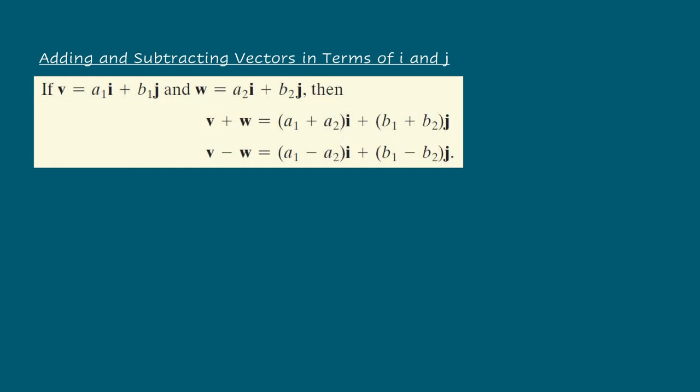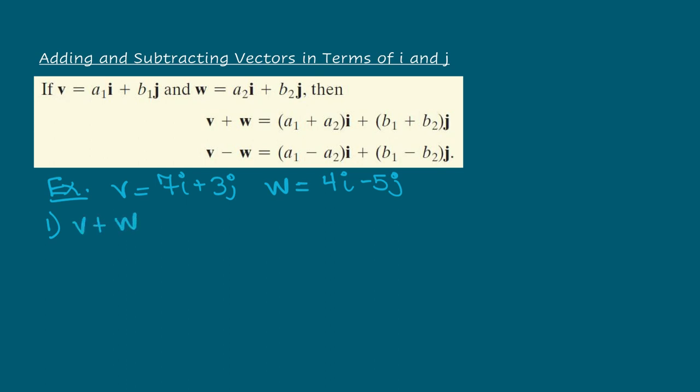So let's just take a look at two examples, one where we subtract and one where we add. Let's just say that I am given vector v equal to 7i plus 3j, and I have vector w as 4i minus 5j. And I want to add them and I want to subtract them. So first let's add them. Let's add v plus w.